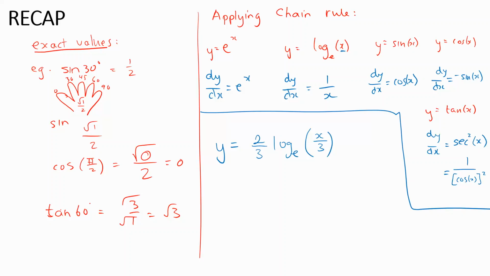Remember, derive the inside, derive the outside. That's your chain rule. What has changed? These are the rules. These are the only things we know. Anything that's changed, that's what we're finding the derivative of. Inside, then derive the outside.